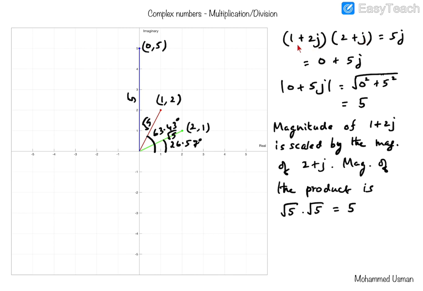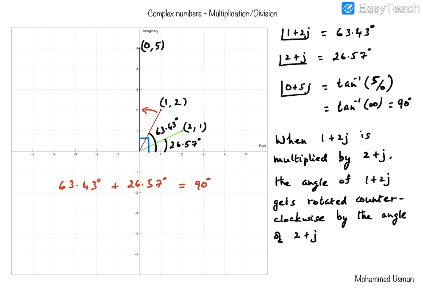So rather than saying 1 plus 2j gets scaled by the magnitude of 2 plus j, we could also say that 2 plus j gets scaled by the magnitude of 1 plus 2j as a result of multiplication. And similarly for the rotation part, rather than saying that 1 plus 2j gets rotated by an angle made by 2 plus j, we could say that 2 plus j gets rotated counterclockwise by an angle made by 1 plus 2j with the positive real axis. And that follows from the commutative property of the multiplication operation.